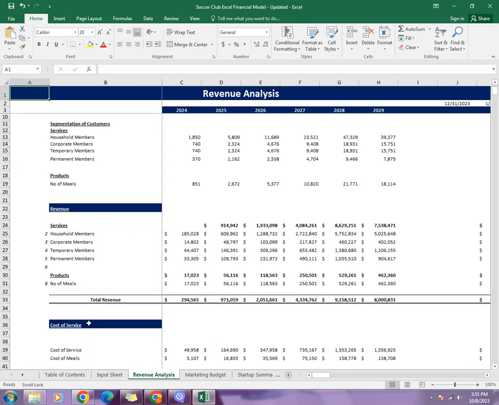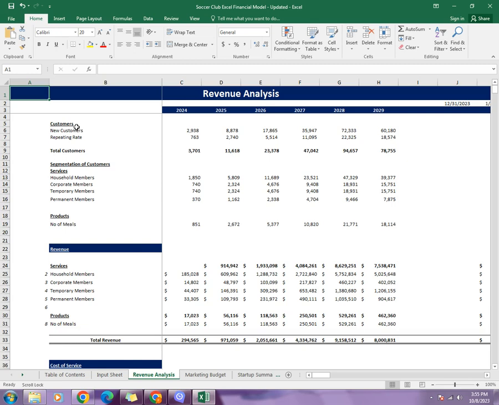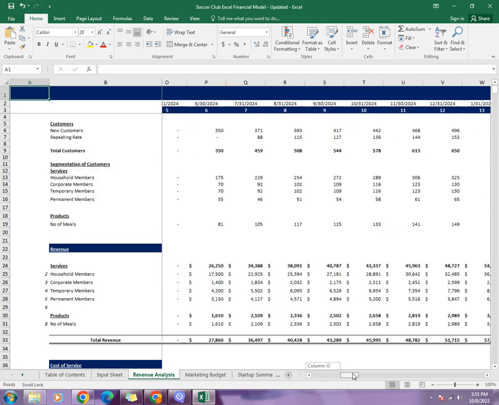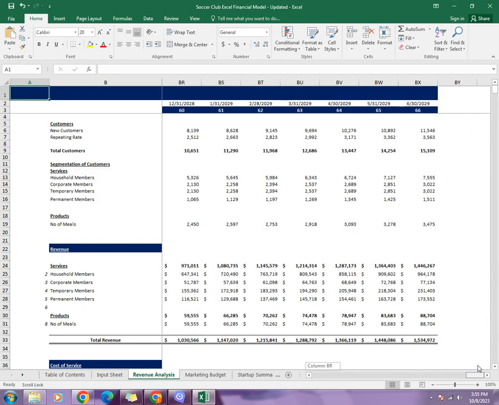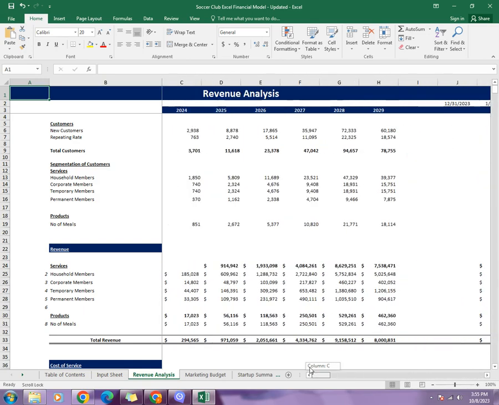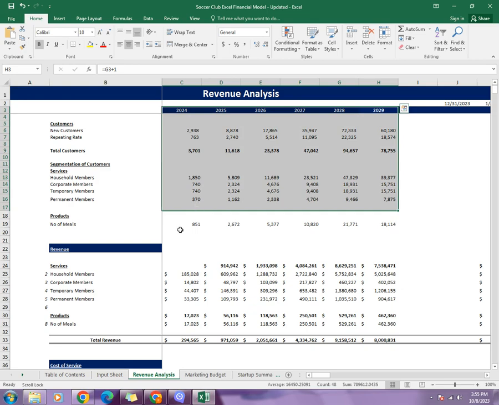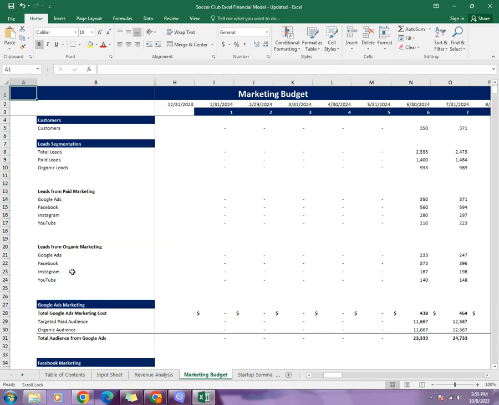Then comes the revenue analysis. The revenue analysis tells you about the revenue, and it also tells you about the customers, your new customers, the repeating customers, and total customers, which is based on monthly and yearly basis. As you can see over here, this goes up to 60 months overall, right? Then comes the marketing budget. The marketing budget gives you the marketing cost or the advertisement cost through digital platforms.